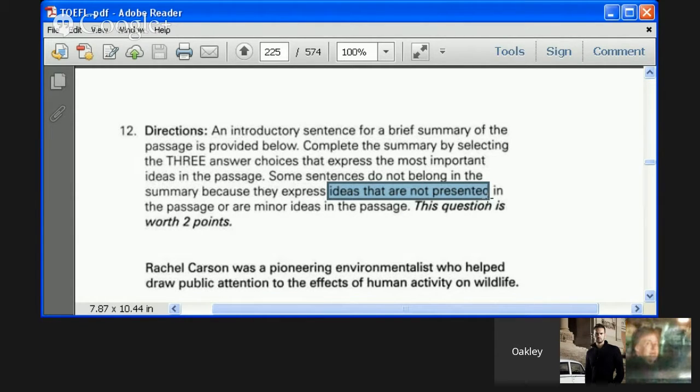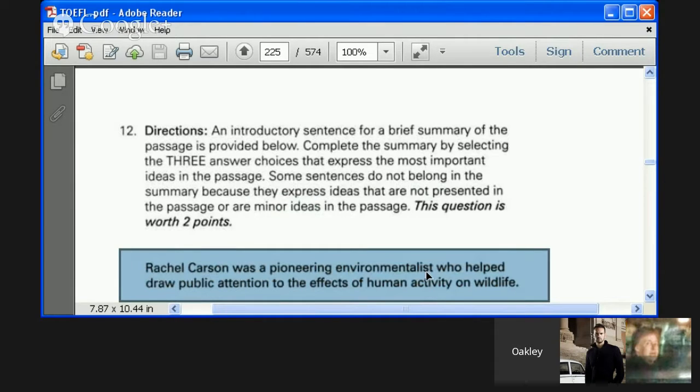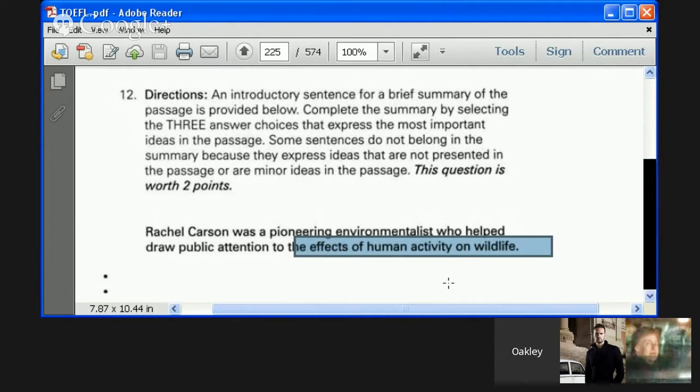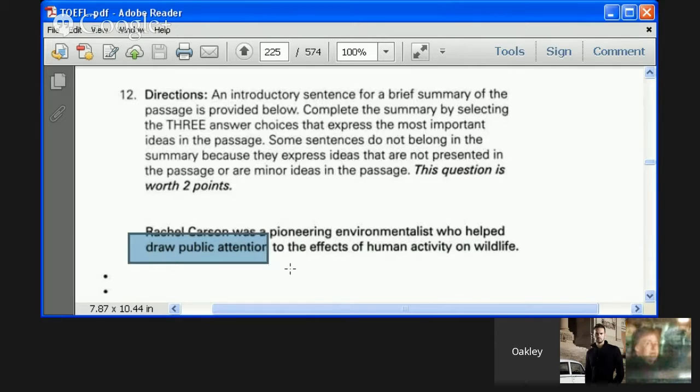And then there's going to be probably one that's very difficult to eliminate because it's either minor ideas or maybe it is one of the ideas that kind of supports the sentence, but maybe it is half. So this is one of their tricks. They'll have one that says, she pointed out the effects of human activity on wildlife. This will be a fake answer. But it doesn't include the other idea that she drew public attention to that.